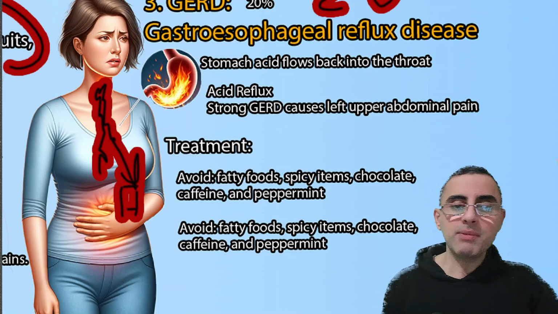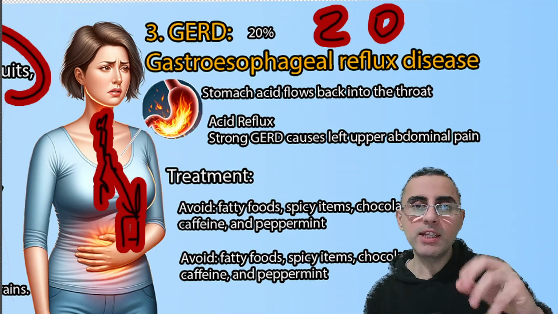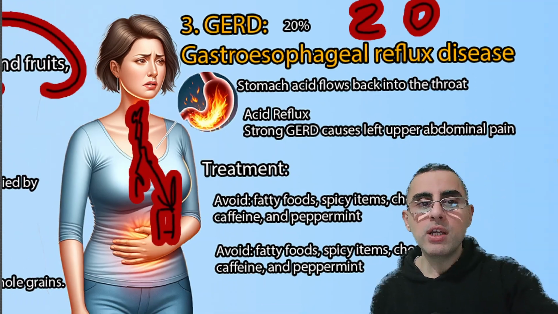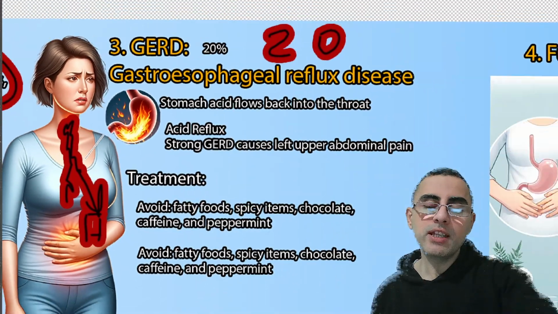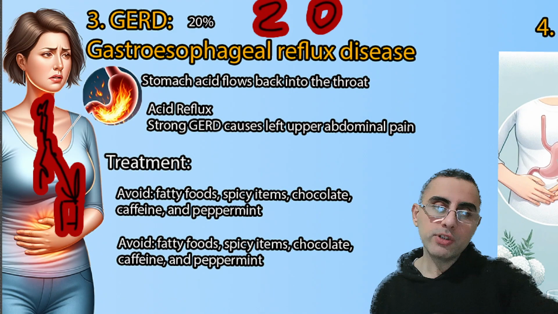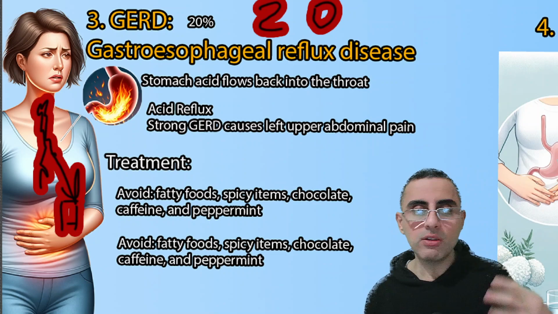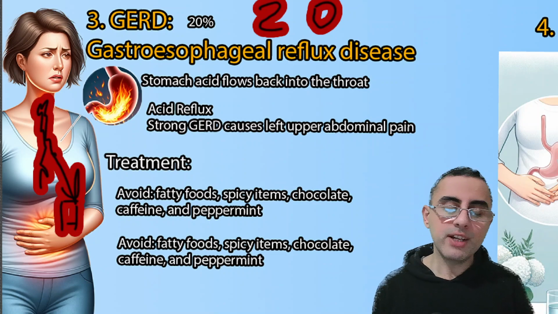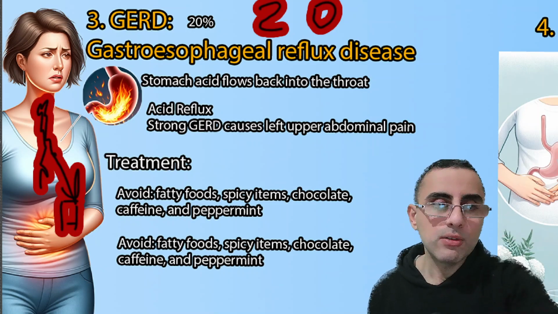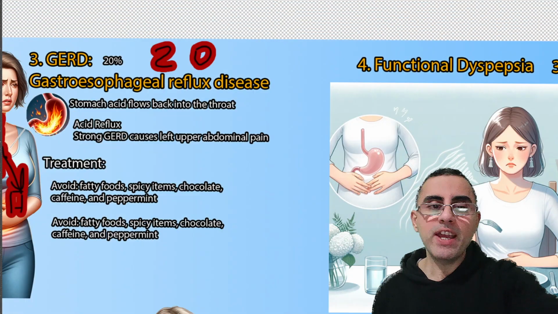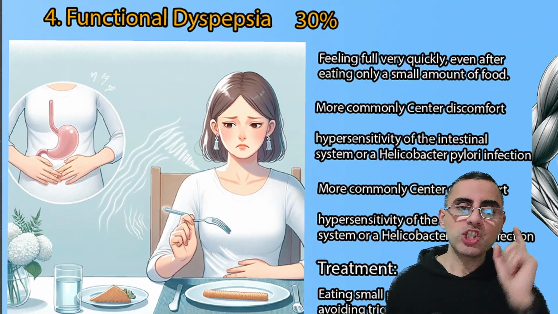What is the treatment? Treatment is avoiding fatty foods, spicy foods, chocolate, caffeine, and peppermint. And also treatment is proton pump inhibitors, antacids, and H2 blockers. From proton pump inhibitors, common are omeprazole, lansoprazole, pantoprazole. From H2 blockers, ranitidine and famotidine are very common, and different types of antacids also exist, and they are effective for GERD symptoms. And the fourth most common cause is functional dyspepsia.